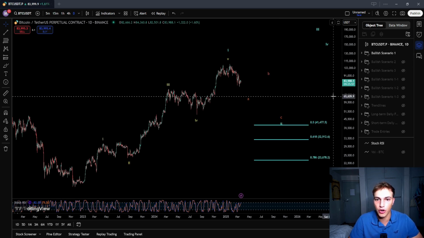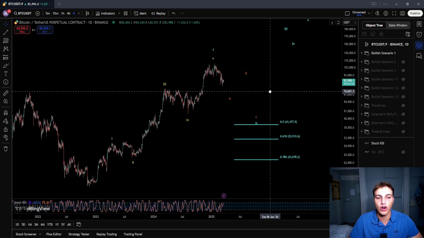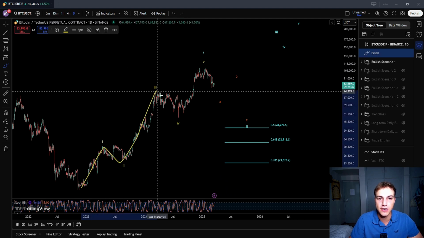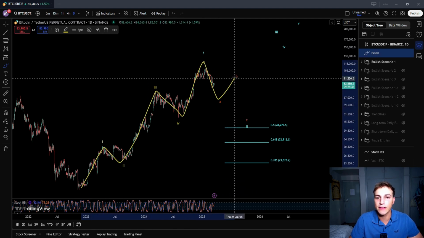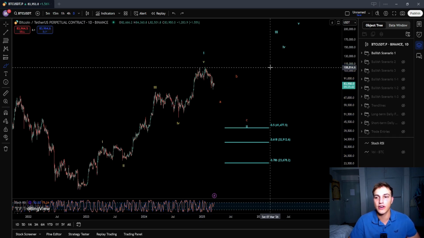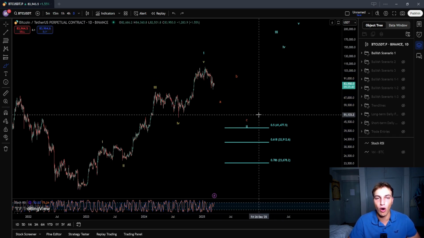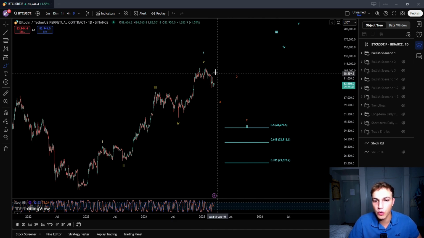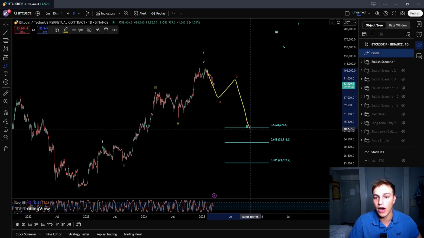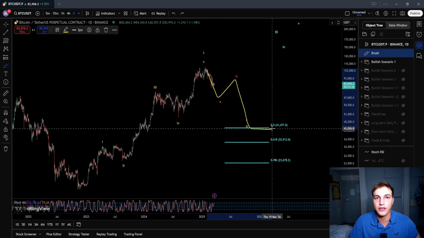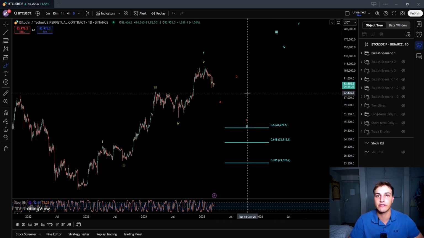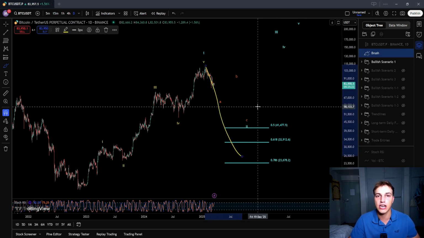The first scenario is the scenario where we are looking for a finished 5-wave structure to the upside, followed by a 3-wave structure to the downside. Now, this would mean that we are currently beginning a bear market, right? A bear market would mean we are heading a lot lower than where we currently are, hitting around the 41,477 mark to 23,678 if it is a deep correction.